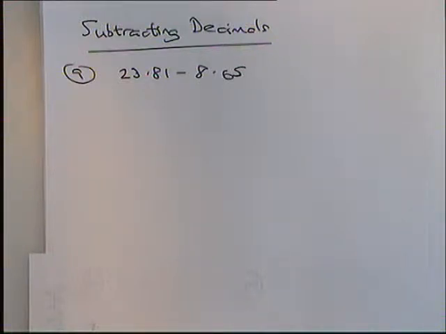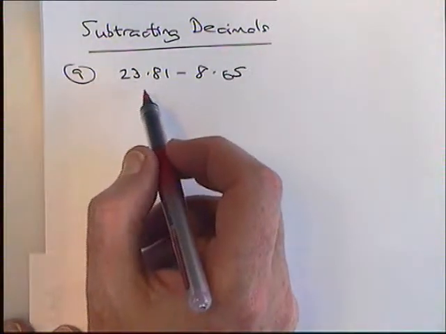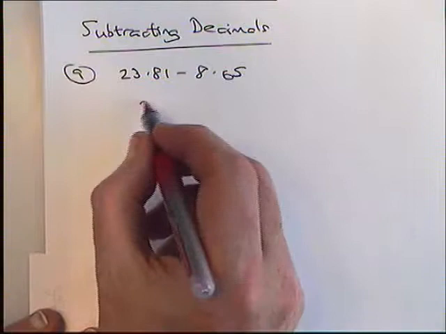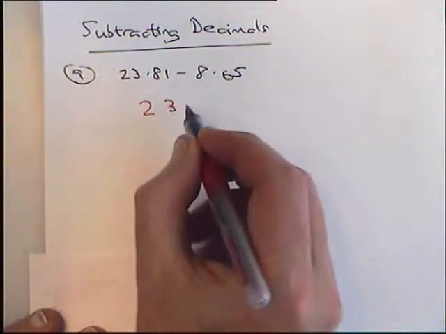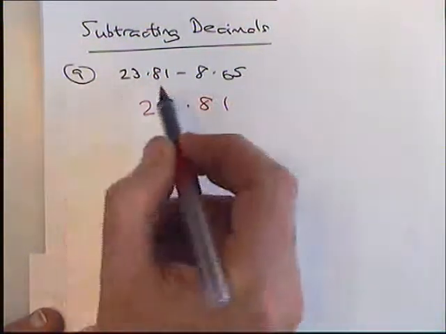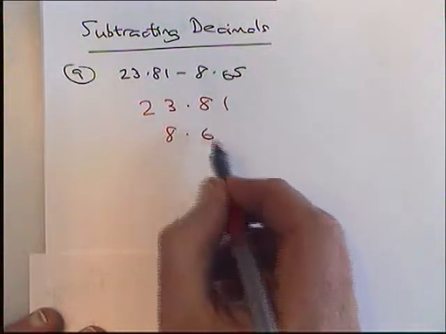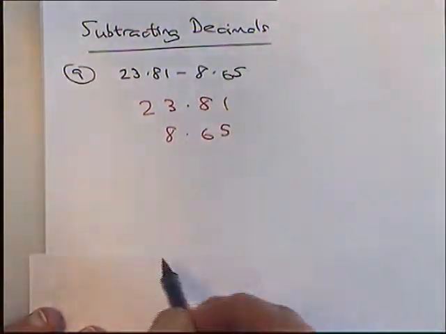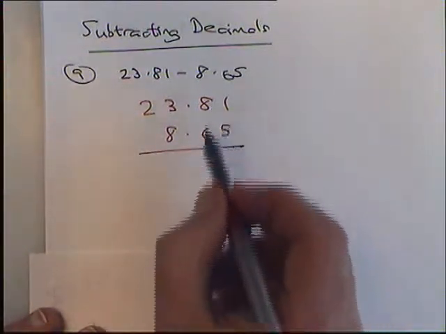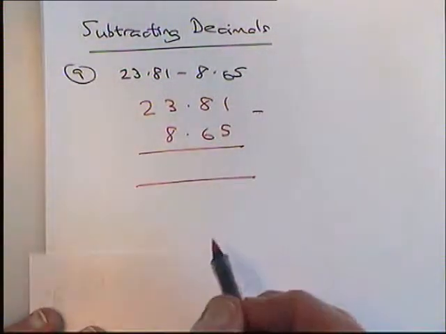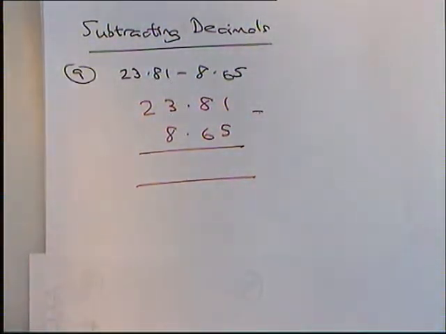I'm now going to work through some examples on subtracting decimals. The first one we have is 23.81 minus 8.65. I'm going to put my larger number down at the top, the first one in the sum. My 8.65, I'm going to write it down making sure I line up the decimal points, and then all my other columns will line up basically around there. So I've written my sum down ready for me to answer the questions.